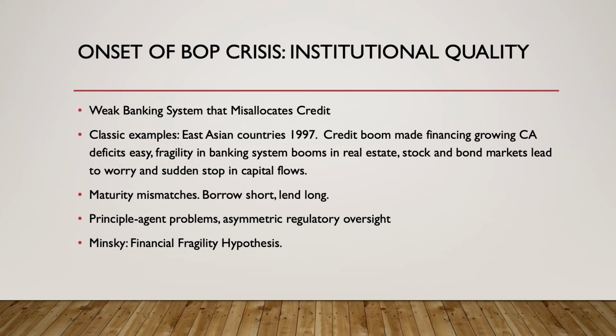So what are some of the institutional quality problems that we might see as harbingers of currency crises? Well, one of them might be the domestic banking system might be weak, not very well developed. Maybe it hasn't been around for a long time. Maybe it doesn't have adequate accounting standards. Maybe it's not transparent and riddled with corruption. Maybe it misallocates credit, right?